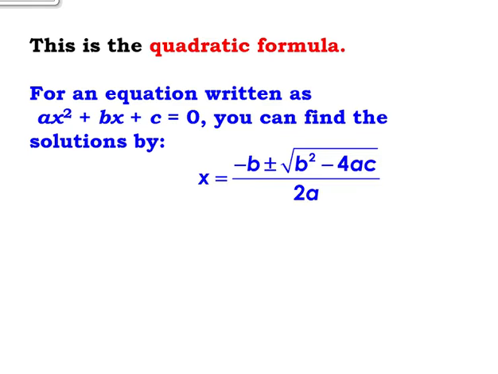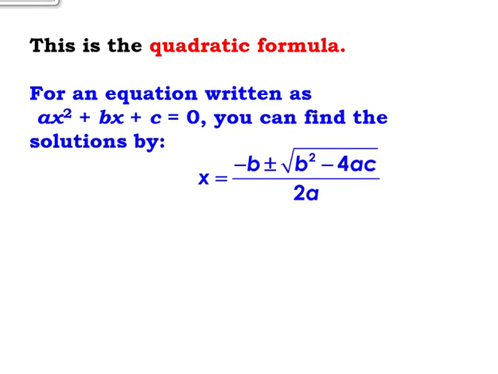Alright, so we're going to start by looking at example 1. First thing you need to do is make sure it's equal to 0 and it's in standard form, and it is. Then I need to go ahead and identify what is A, what is B, and what is C.